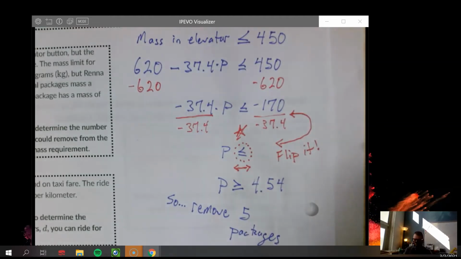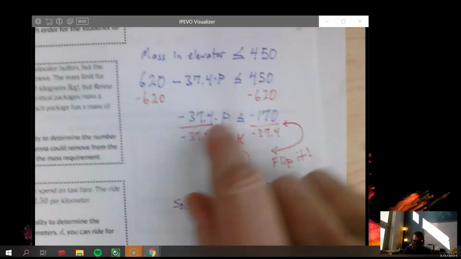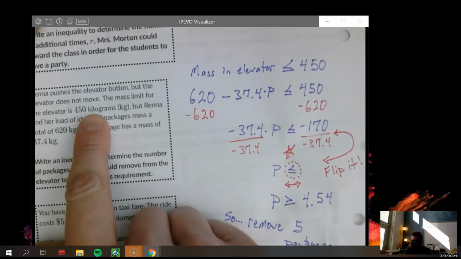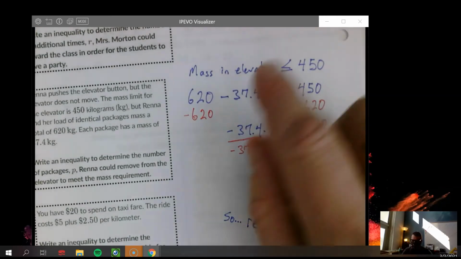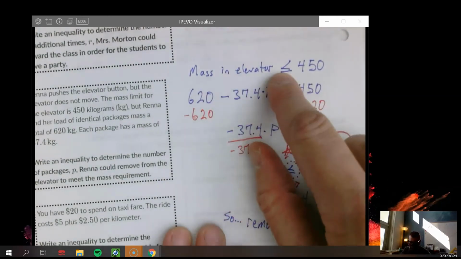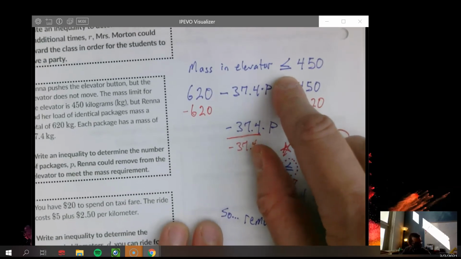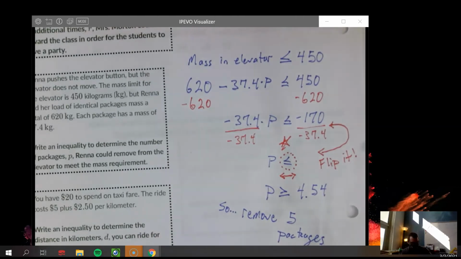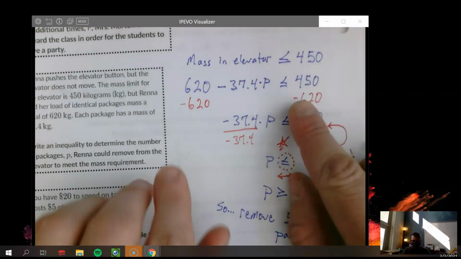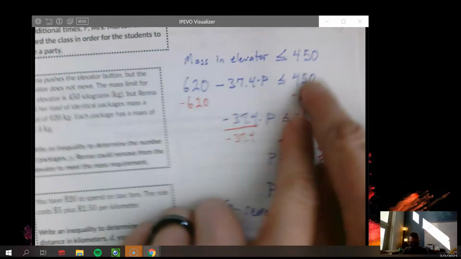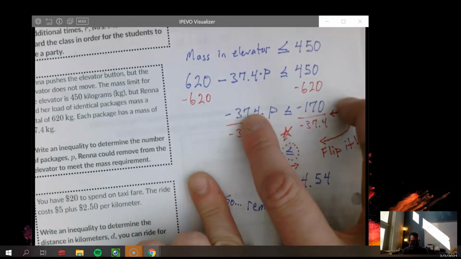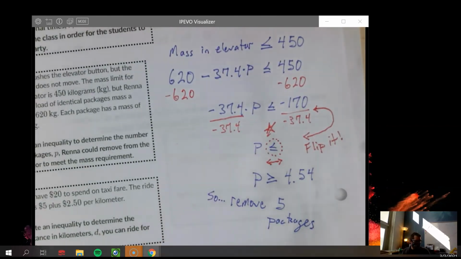So guys, up here, if you weren't listening as Stella and I were talking about this, we're told that the limit for the elevator is 450. When we have a limit, like a speed limit or something like that, we are allowed to be under or equal. I did everything right, but I did addition instead of subtraction. Now you could have also subtracted 450 from both sides and added 37.4p to both sides if you want to, to get to positive numbers. That's another way to solve this.